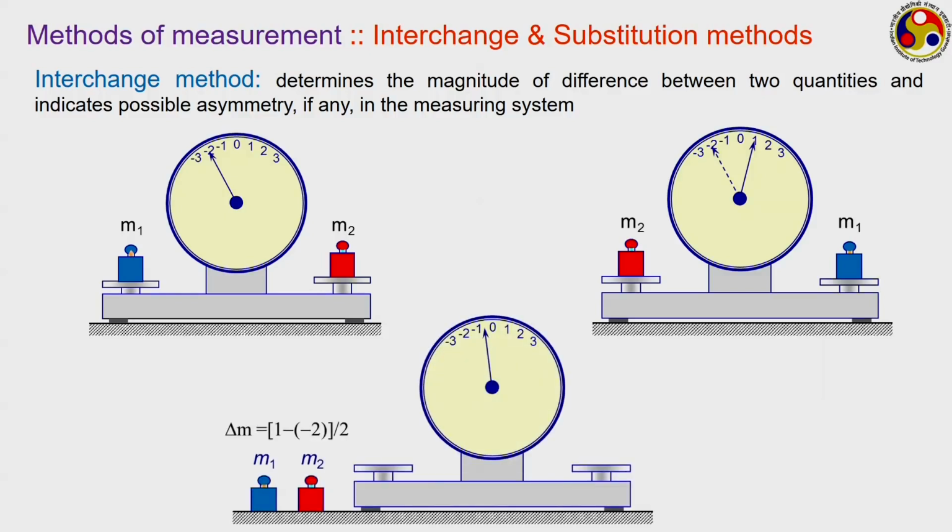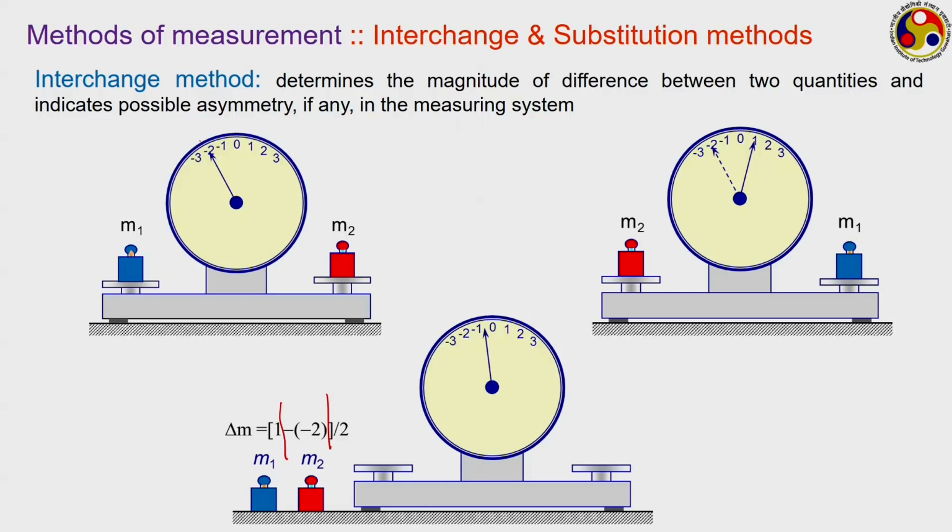Of course, these two masses m1 and m2 are not equal because there is some deflection, but the instrument itself is also showing some kind of error. Then how do we get the final value of deflection between them? We take the mean between the two. The mean of the absolute values, that is the absolute value of minus 2 and the absolute value of 1, and the average of that gives you the difference between the two, and also gives us some indication about this.